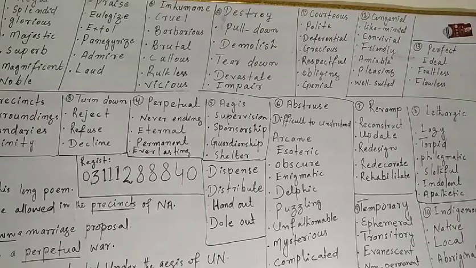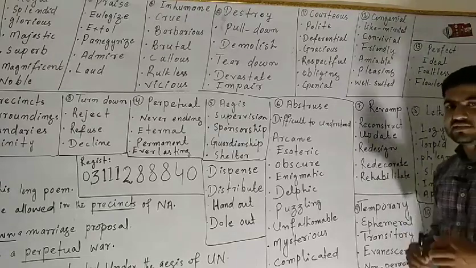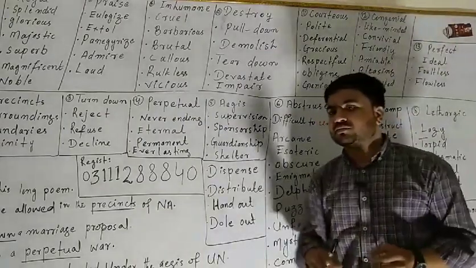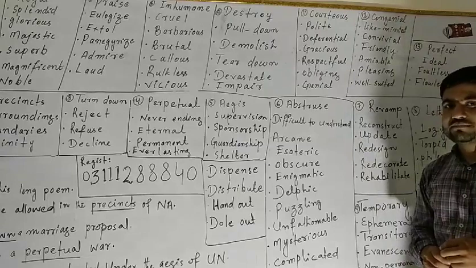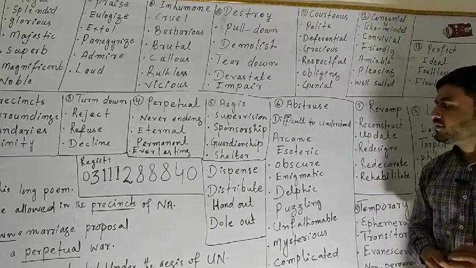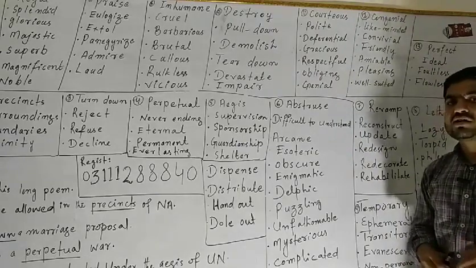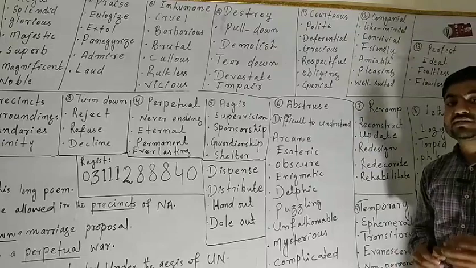Then we have the word indigenous. One who is a native person, local, aboriginal. For example, I'm Pakistani and I can say that I'm an indigenous man of this society. If I'm from abroad, from another country, I can say that I'm not aboriginal, I'm not indigenous, I'm a foreigner.